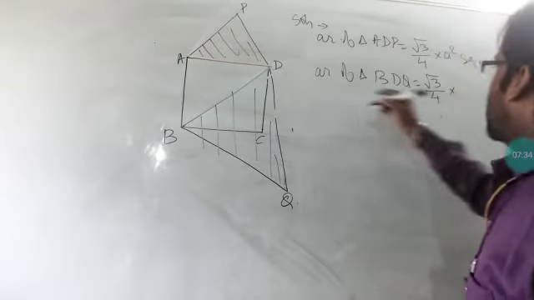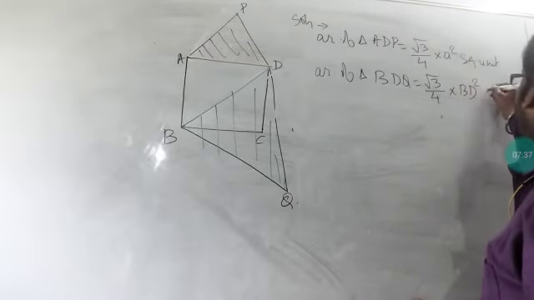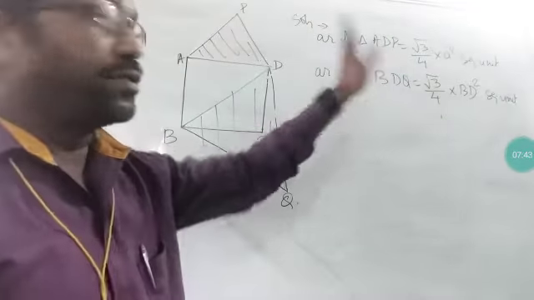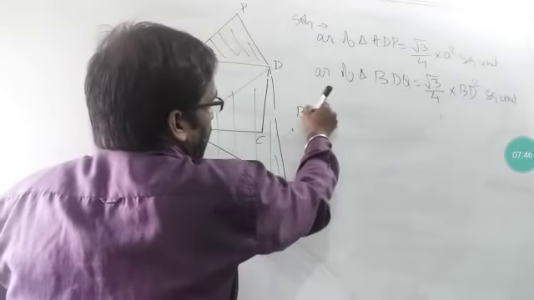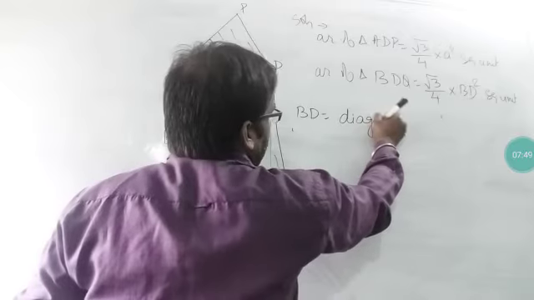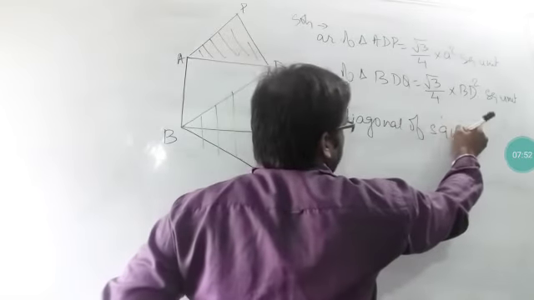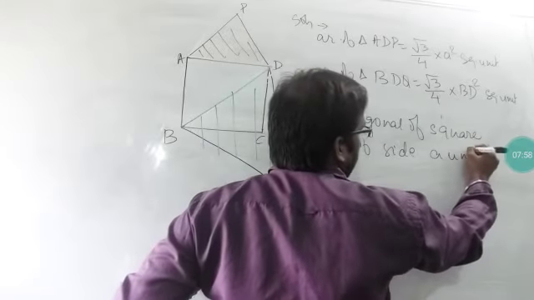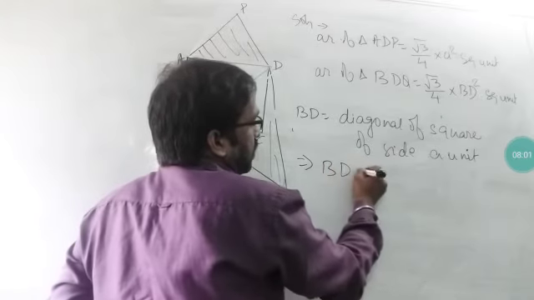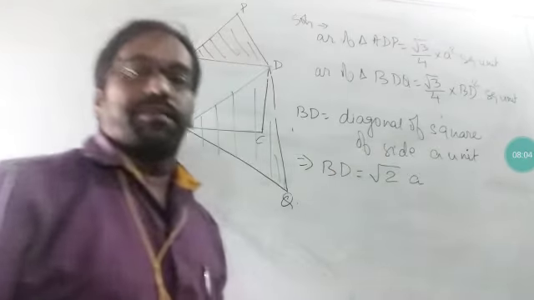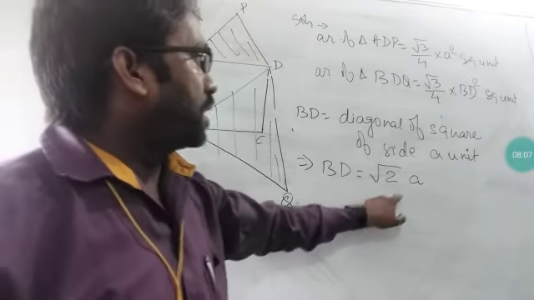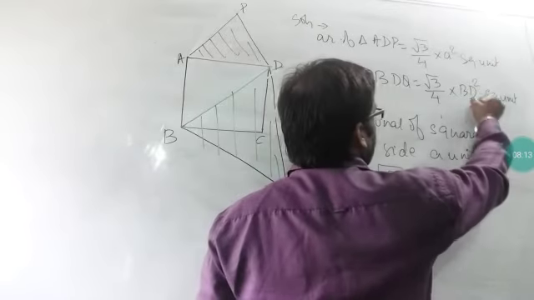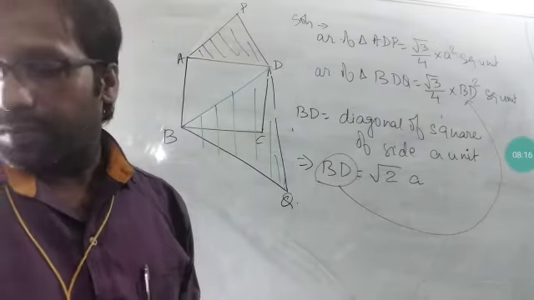Okay, so area of triangle BDQ is root 3 by 4 into BD square, and BD is the diagonal of the square. So diagonal of a square we can easily find. We have a formula also. BD is equal to root 2 into side. Diagonal of a square is root 2 into side, that is root 2A. So we found BD. So I hope now you are realizing that this question has been solved only. Yes, this question has just now been solved when you found the BD. So BD is equal to root 2 into A.